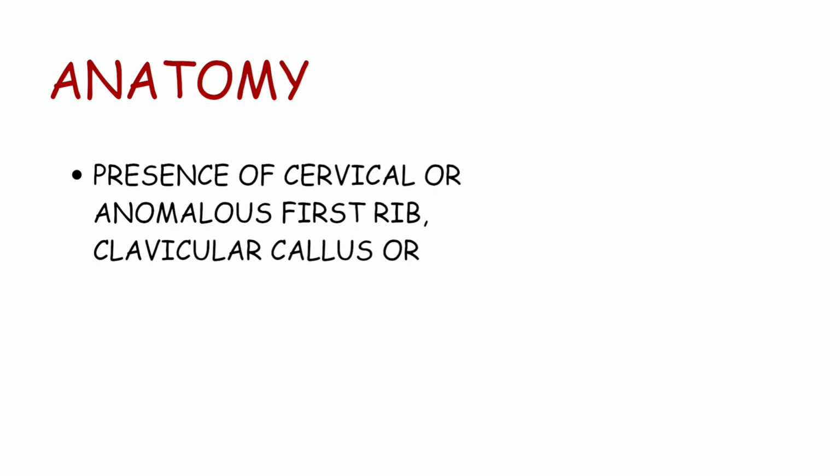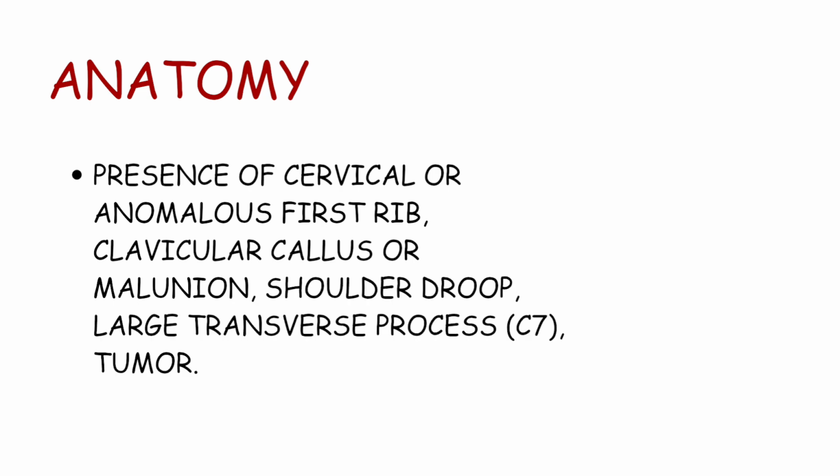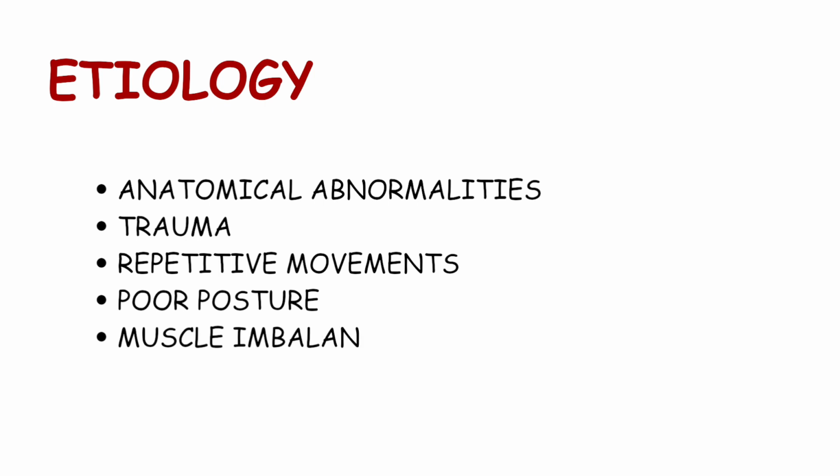Anatomy: presence of cervical or anomalous first rib, clavicular callus or malunion, shoulder droop, large transverse process, C7 tumor. Etiology: TOS can be caused by various factors, such as anatomical abnormalities, trauma, repetitive movements, poor posture, muscle imbalances.